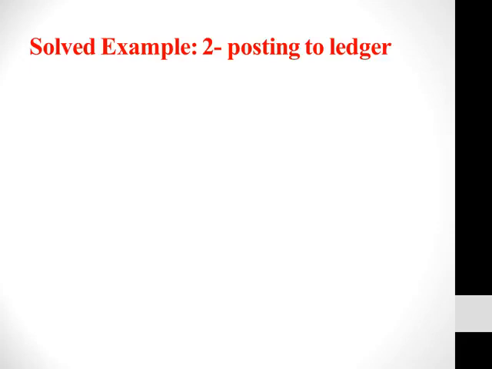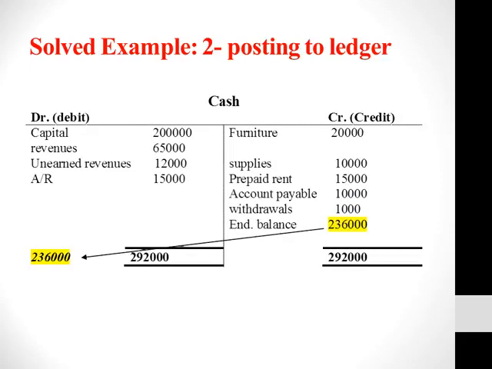So this will be the form of the account called cash. Here we have the cash account. These are the figures transferred to the debit side. These are the figures transferred to the credit side.